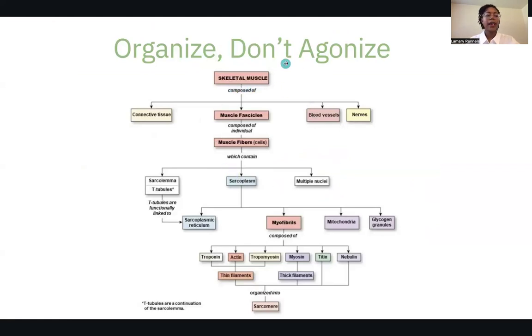And this is a diagram I found so that it can help you organize the information that I just covered, so you don't agonize over the information. So feel free to draw this out and revisit this on your own time.